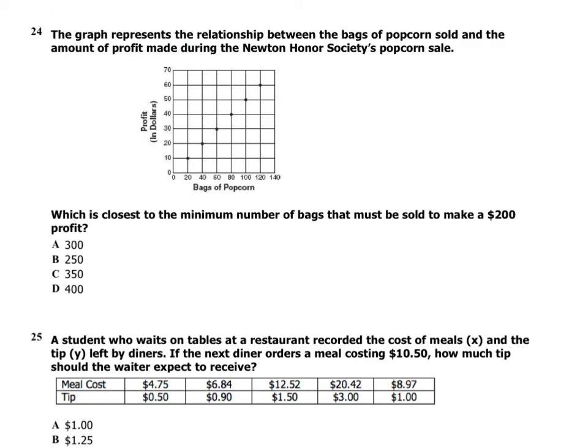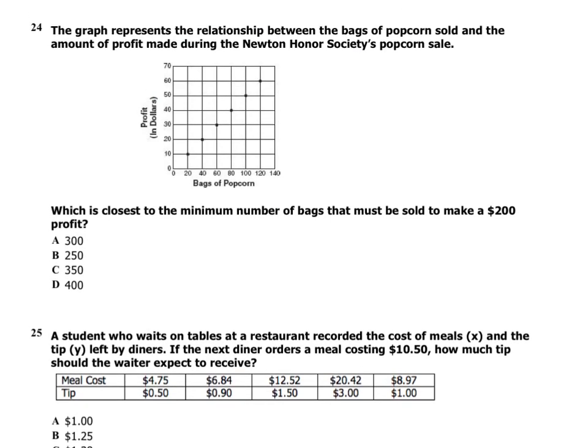All right. The graph represents the relationship between the bags of popcorn sold and the amount of profit made during the Newton Honor Society popcorn sale. What is the closest to the minimum number of bags that must be sold to make a $200 profit? Now you can do this one. Get a pen tool. There we go. This one basically does make a straight line.